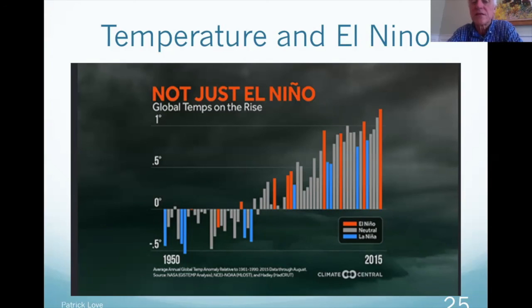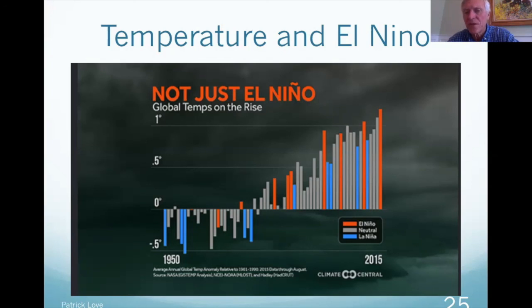And what you can see is that, yes, El Nino years are warmer on average than La Nina years, which are colored blue. And there are years where it's kind of neutral, in the sense that maybe half the year was one way and half was the other, or there wasn't a big effect one way or the other. But what's clear is that the more recent El Nino years are warmer than the ones in the past, and the more recent La Nina years are warmer than the ones in the past. So it's not that El Nino is causing the warming.